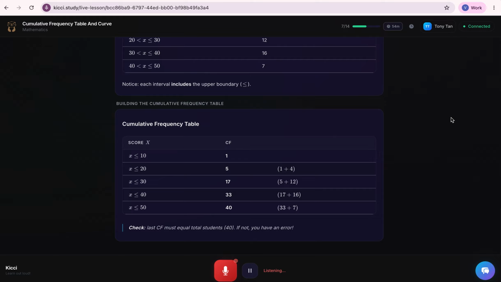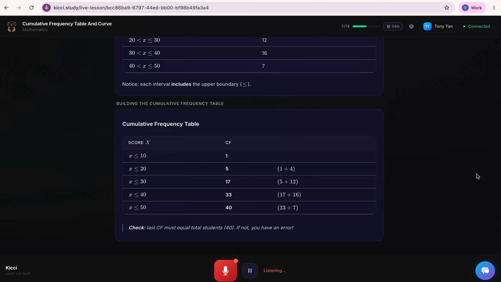Sorry, which row? Oh, I was just asking about the row for scores less than or equal to 20. We had 1 student in the first group and then 4 more in the next. So what do you think the cumulative frequency would be for that row?